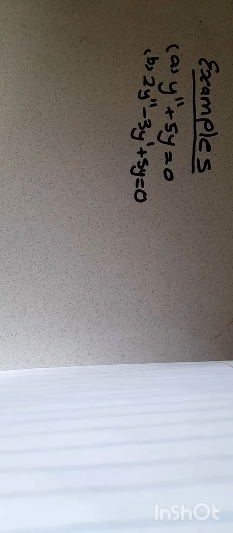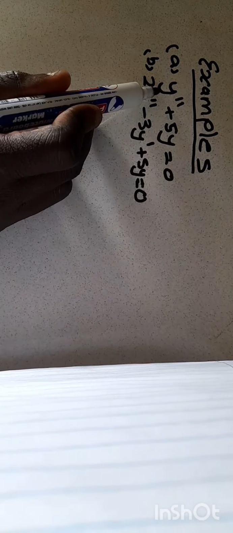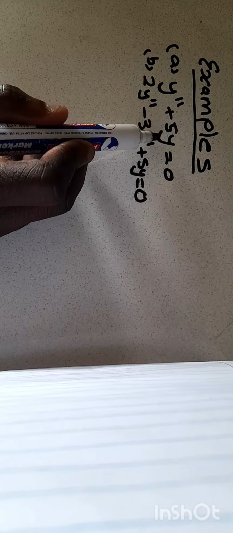Today I will take you through more examples of solving homogeneous differential equations with constant coefficients. So without consuming any time, we can just go into them. You can see that we have two examples that I want to do for you today. Number A, second order derivatives: y'' + 5y = 0.